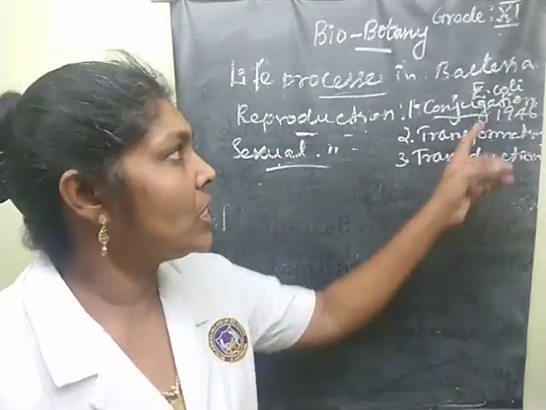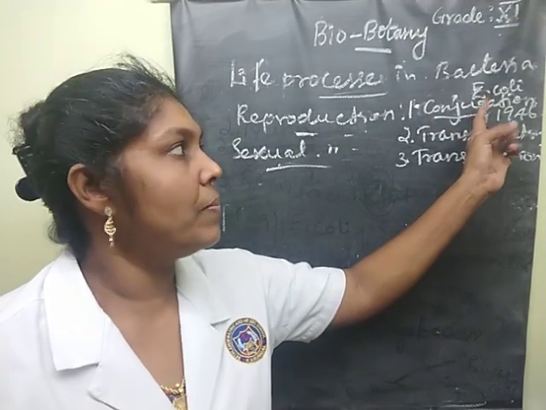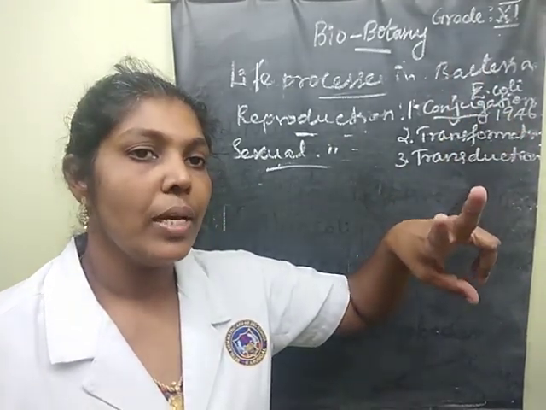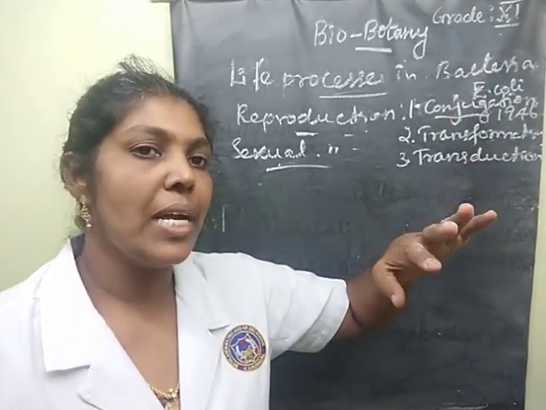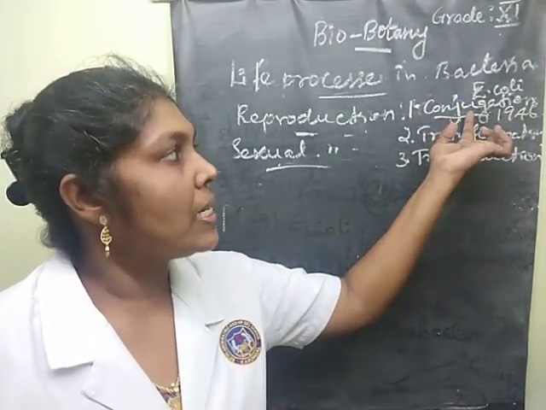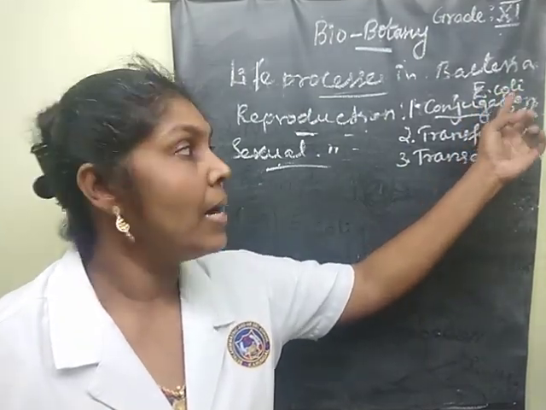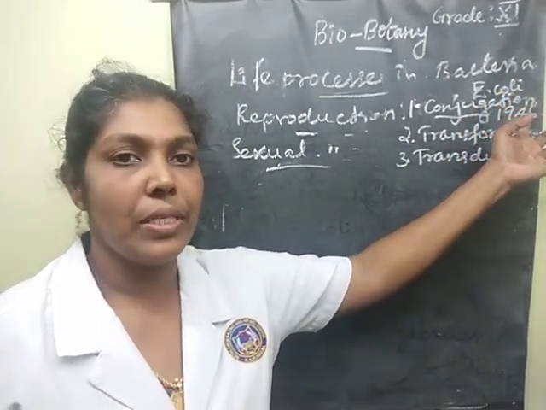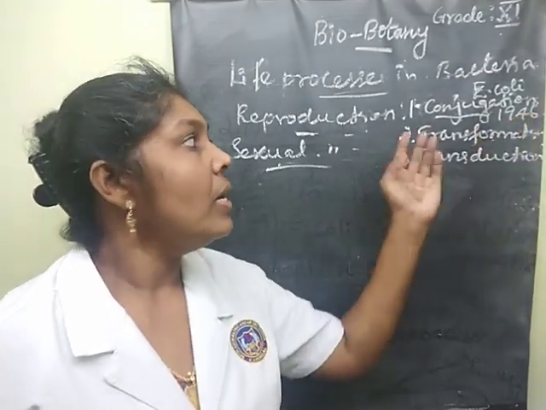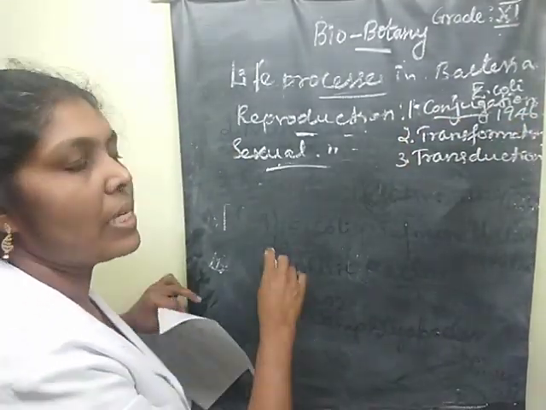Clear, children? So these are the three key points: conjugation was demonstrated by two persons, Lederberg and Edward L. Tatum, using the bacterium Escherichia coli, E. coli, in the year 1946. Clear, children? Then, how does this conjugation, the sexual type of reproduction, take place?